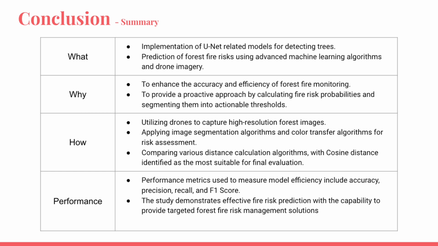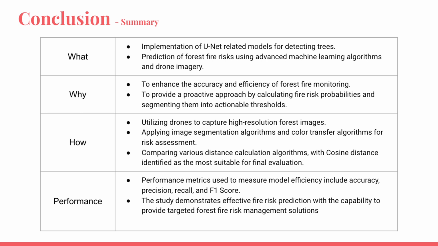Now, let's recap what we've achieved and the directions for future research. In conclusion, for what we did, we developed models based on U-Net for tree detection, and we predicted forest fire risks with machine learning and drone photos. For why we did it, we want to improve forest fire monitoring's accuracy and efficiency. And also we want to enable BC government and affected parties to get ahead of fires by setting risk levels and responses.